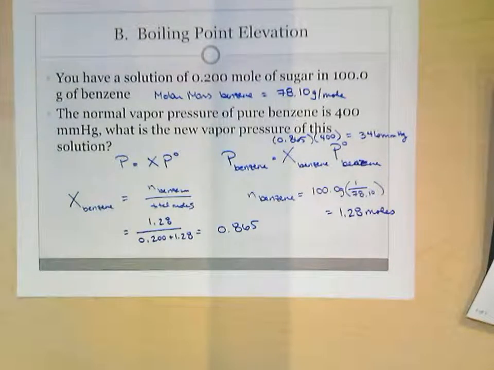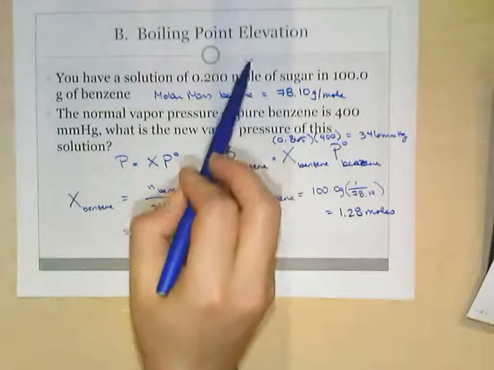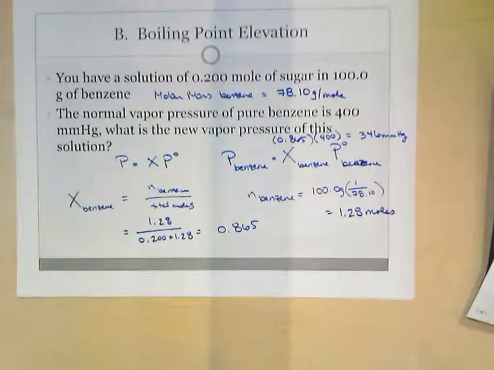All right, so maybe you're thinking, well, okay, it's a lower vapor pressure, but I thought you just said it was boiling point elevation, right? How can you have low? It's because, let's look at a graph.